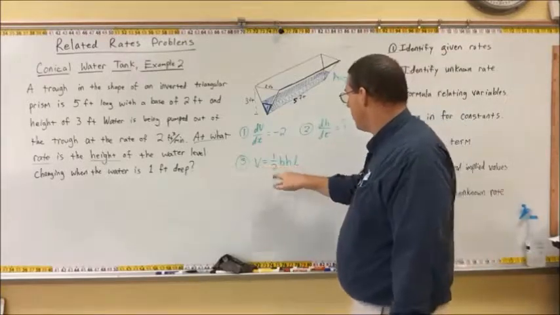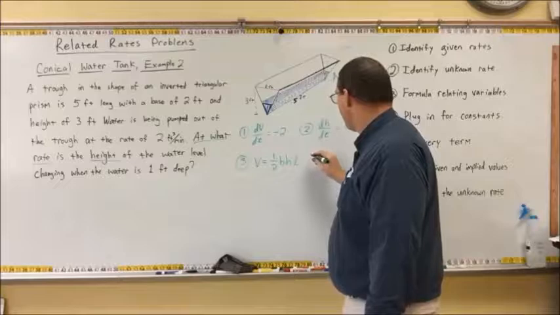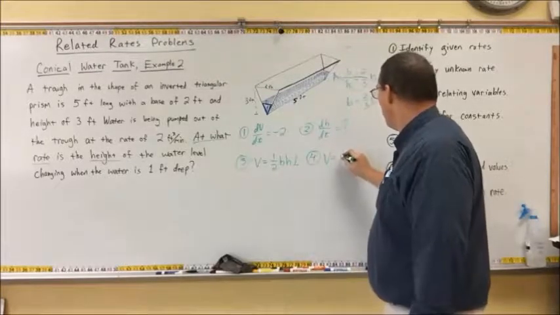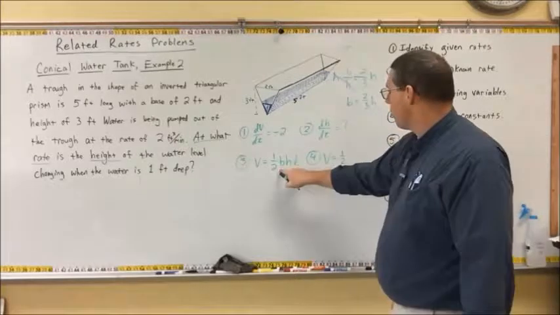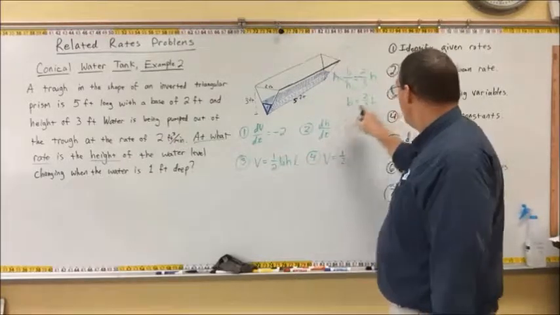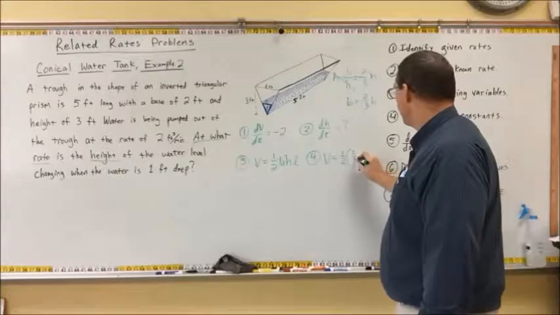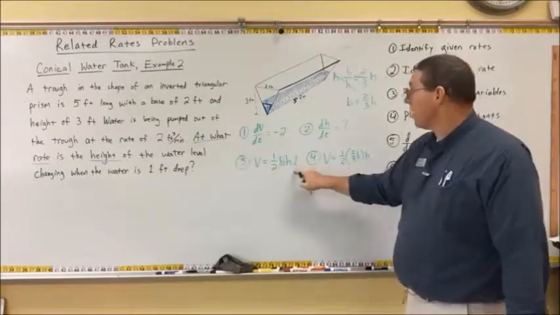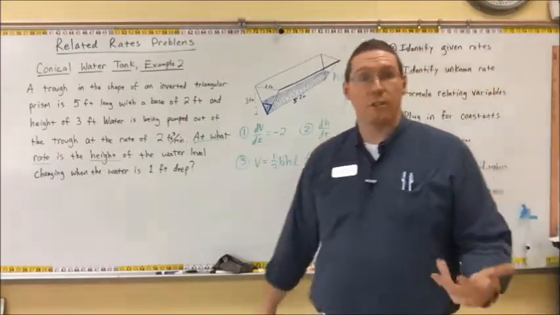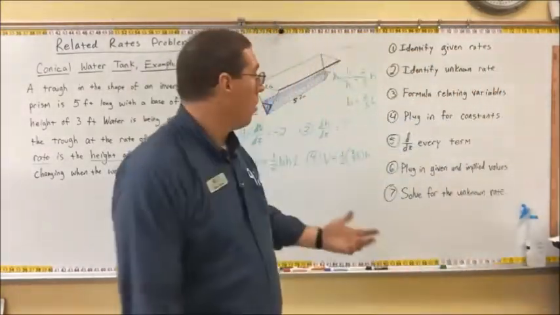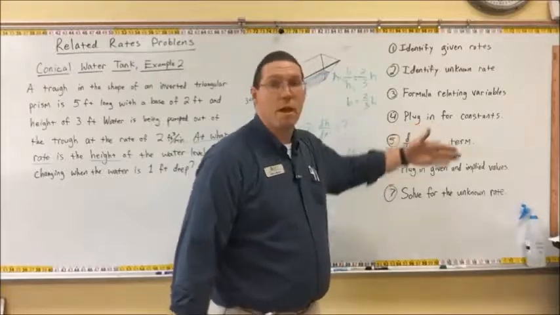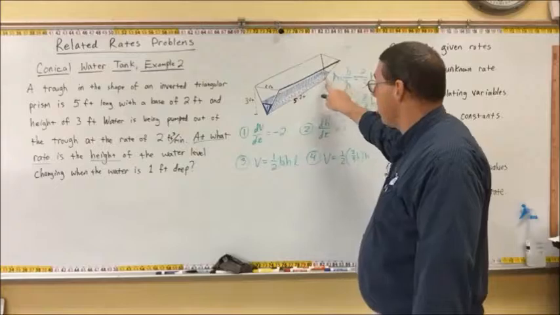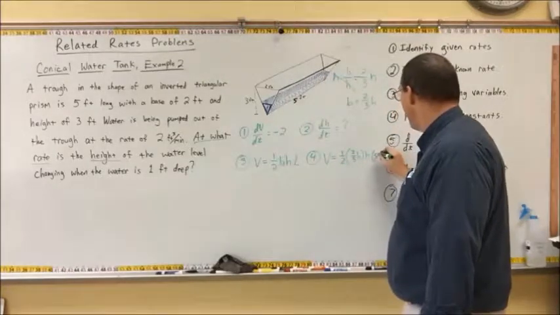So we're going to come down here to this formula, and we're actually going to go to step 4. In step 4, we're going to say volume is equal to 1/2 base. We're going to replace base with 2/3 height. We're going to leave the h. And then length. Remember how we said the length is not changing? The length is constant, so we're going to plug in for constants, and the length of this prism is 5 feet. Even the water prism has a length of 5 feet. So we're going to put a 5 here.